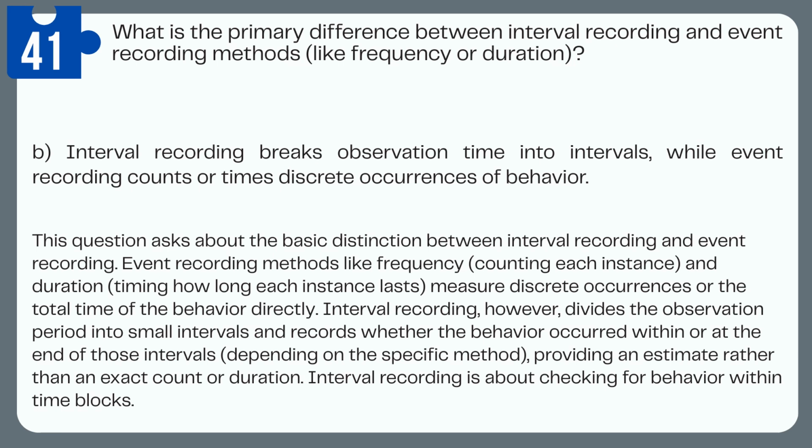Interval recording, however, divides the observation period into small intervals and records whether the behavior occurred within or at the end of those intervals, depending on the specific method, providing an estimate rather than an exact count or duration. Interval recording is about checking for behavior within time blocks.